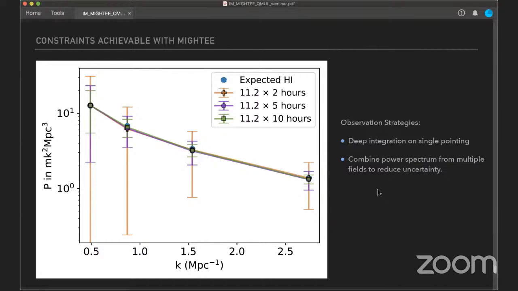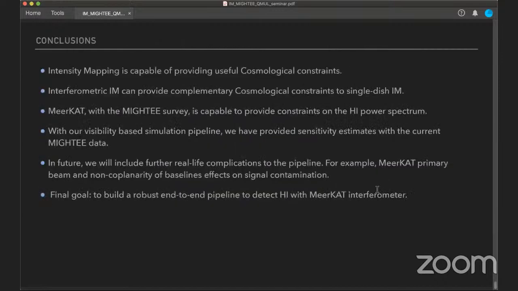So that's the final slide of this talk, and I'll just conclude that intensity mapping is a very powerful probe and is capable of providing useful cosmological constraints. Interferometric intensity mapping can provide a complementary probe to single-dish intensity mapping. Single-dish intensity mapping is supposed to go much deeper in k space, but with an interferometer we are constrained to semi-linear scales. And MeerKAT with the MIGHTEE survey is capable of providing a constraint on the H1 power spectrum.